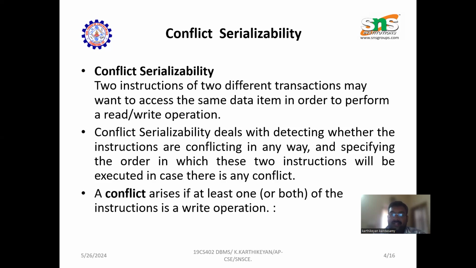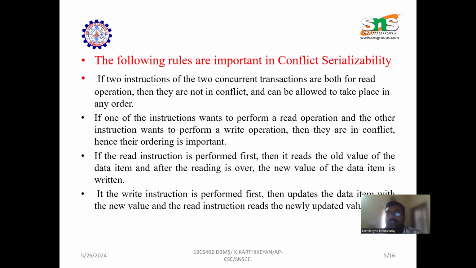A conflict arises if at least one of the instructions is a write operation and the other is a read operation. So the following rules are important in conflict serializability. First condition: if two concurrent transactions are both read operations, then they are not in conflict. They can be allowed to take place in any order. Second: if one transaction wants to perform a read operation and the other wants to perform a write operation, then they are in conflict. Hence, their ordering is important.